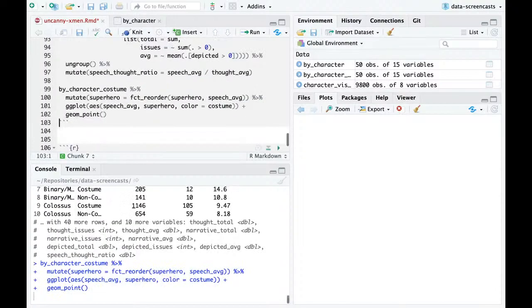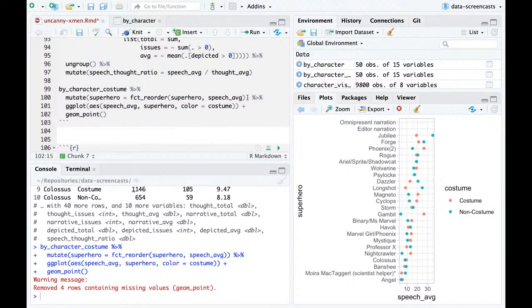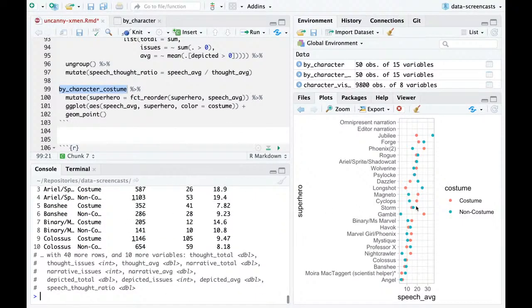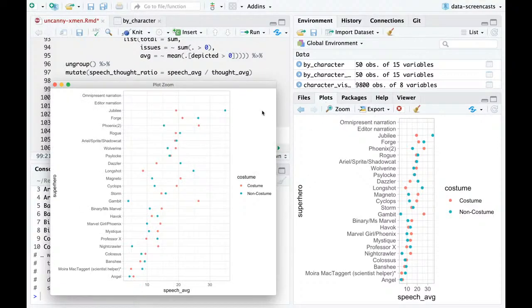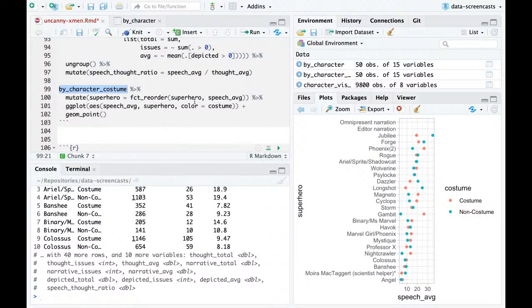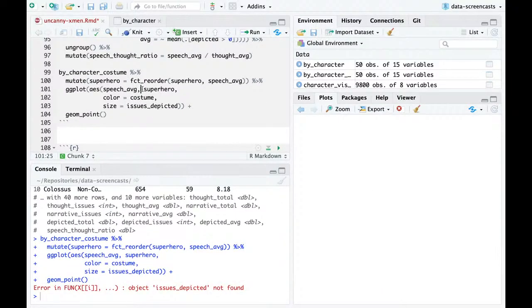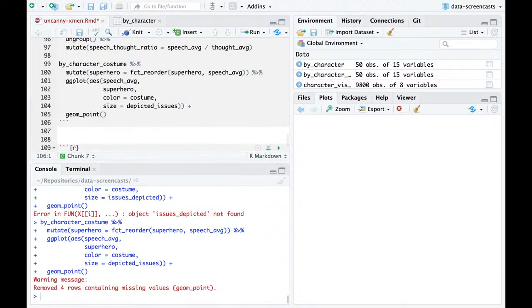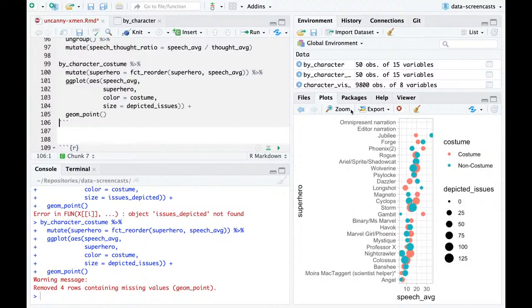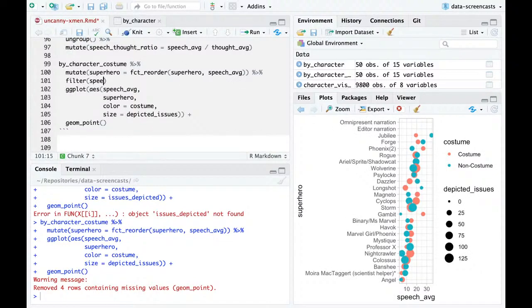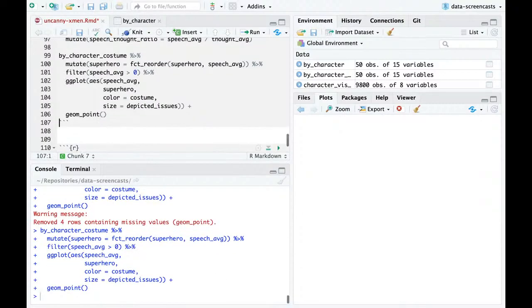The idea here is just to look at the raw values and the differences between them. This is not grouped or anything. Oh yeah, I guess it is sorted. Okay, so I'm going to then look. Oh, and the last thing I can do, this is pretty fun, is also do size as issues depicted. It's important to get a sense of context here. Depicted issues is called. And I'm going to say filter speech average greater than 0 to remove the omnipresent narrator.